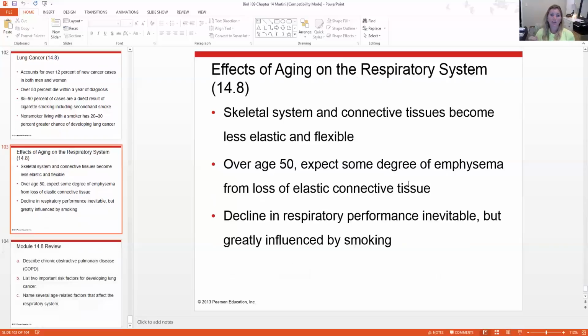Anyways, effects of aging. As with everything, it slows down and gets worse. Skeletal system, connective tissues become less elastic and less flexible. Over age 50, there's going to be some degree of emphysema just from normal wear and tear and breathing stuff in all the time. Loss of elastic connective tissues. Decline in respiratory performance is inevitable, but it is greatly influenced by smoking.